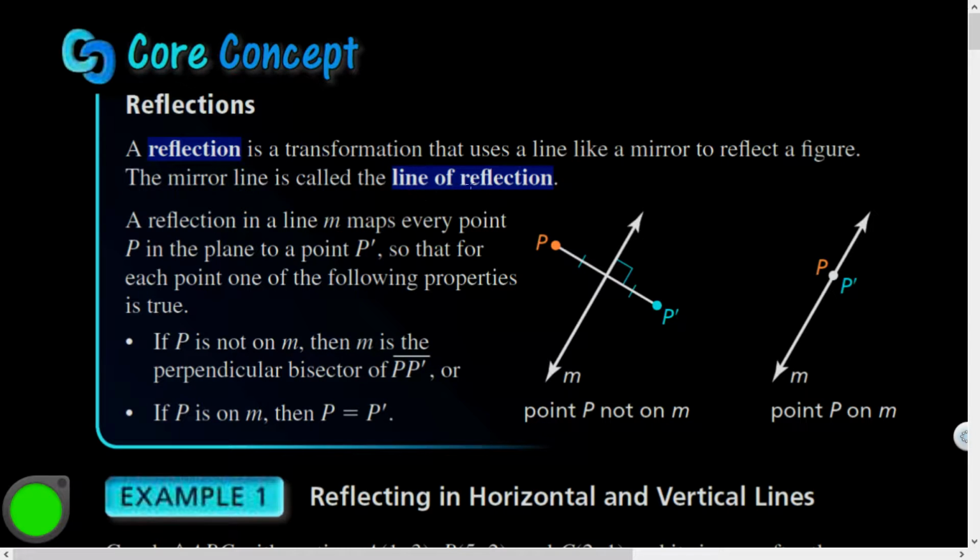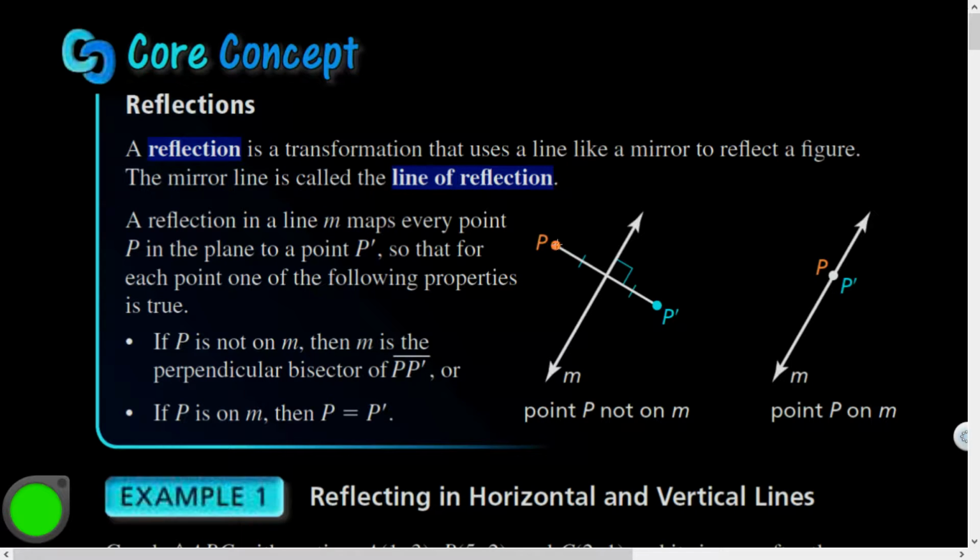And the mirror line is called the line of reflection. How appropriate. And so you can see the line M is like the mirror here. A reflection in line M maps every point P in the plane to a point P prime, so that for each point, one of the following properties is true.